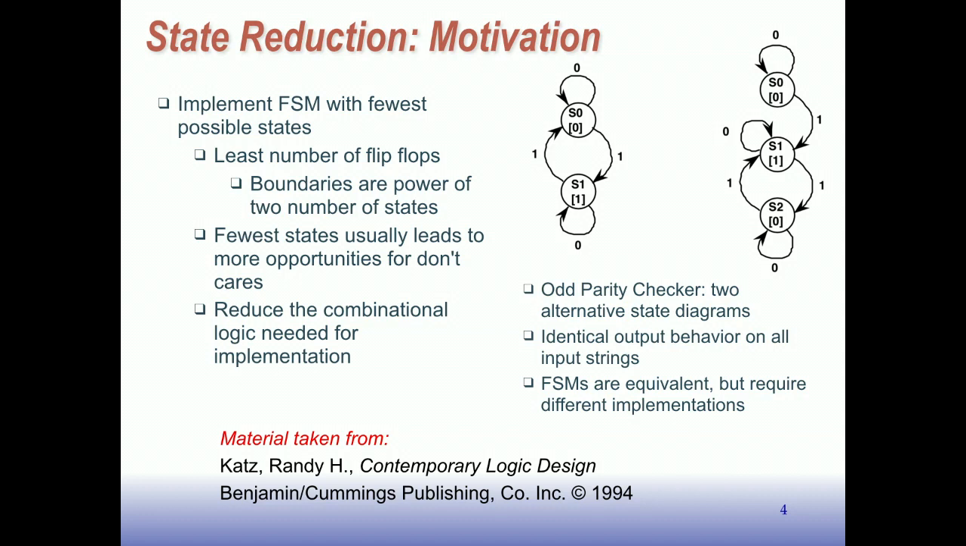You can see this one is more complicated. In the simple example, there's an extra state, and there would be more logic for these other transitions, because the combinational logic implements the state transitions and the output. So obviously, it would be desirable to find a simpler solution. It would be cheaper, smaller on the area of the die, use less power, and possibly run faster.